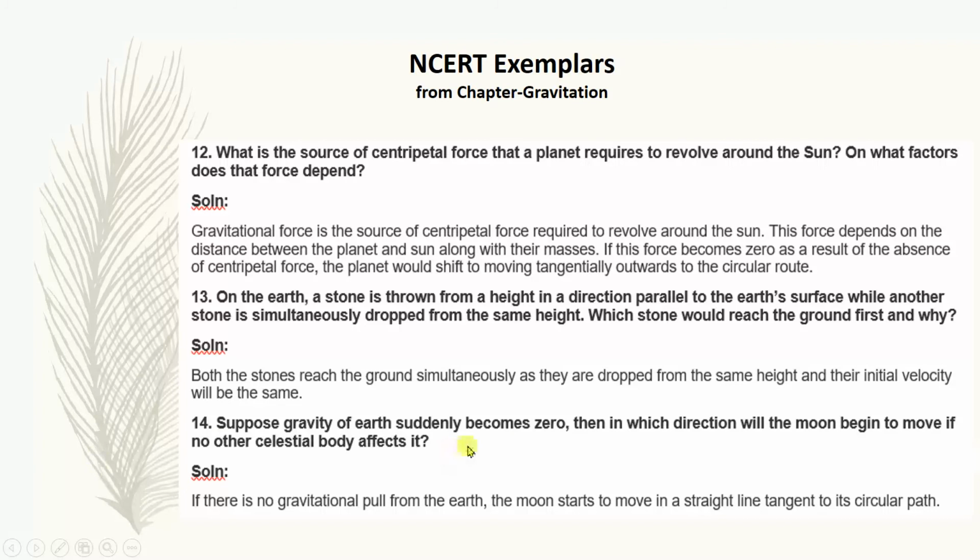Suppose gravity of the earth suddenly becomes 0. In which direction will the moon begin to move? Yes, we have done this. If no other celestial body affects it, now gravitational force, gravity has become 0, so centripetal force will also be 0. So there is no force to pull. Okay? So the moon will move in the straight line tangent to the circular path. In the circular path in which the moon is moving, at the tangent, at the same point where the gravitational force has ended, at that point the moon will move along the tangent.